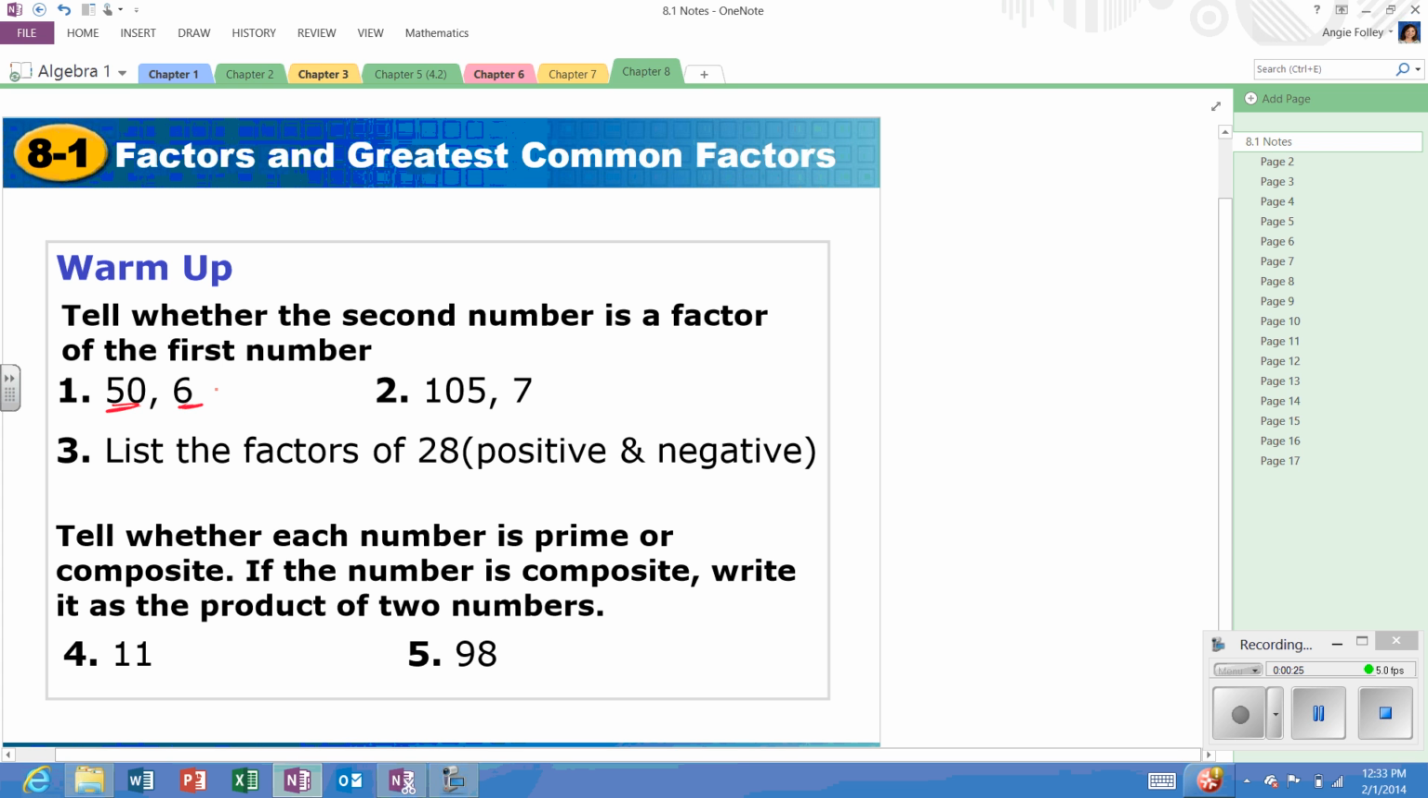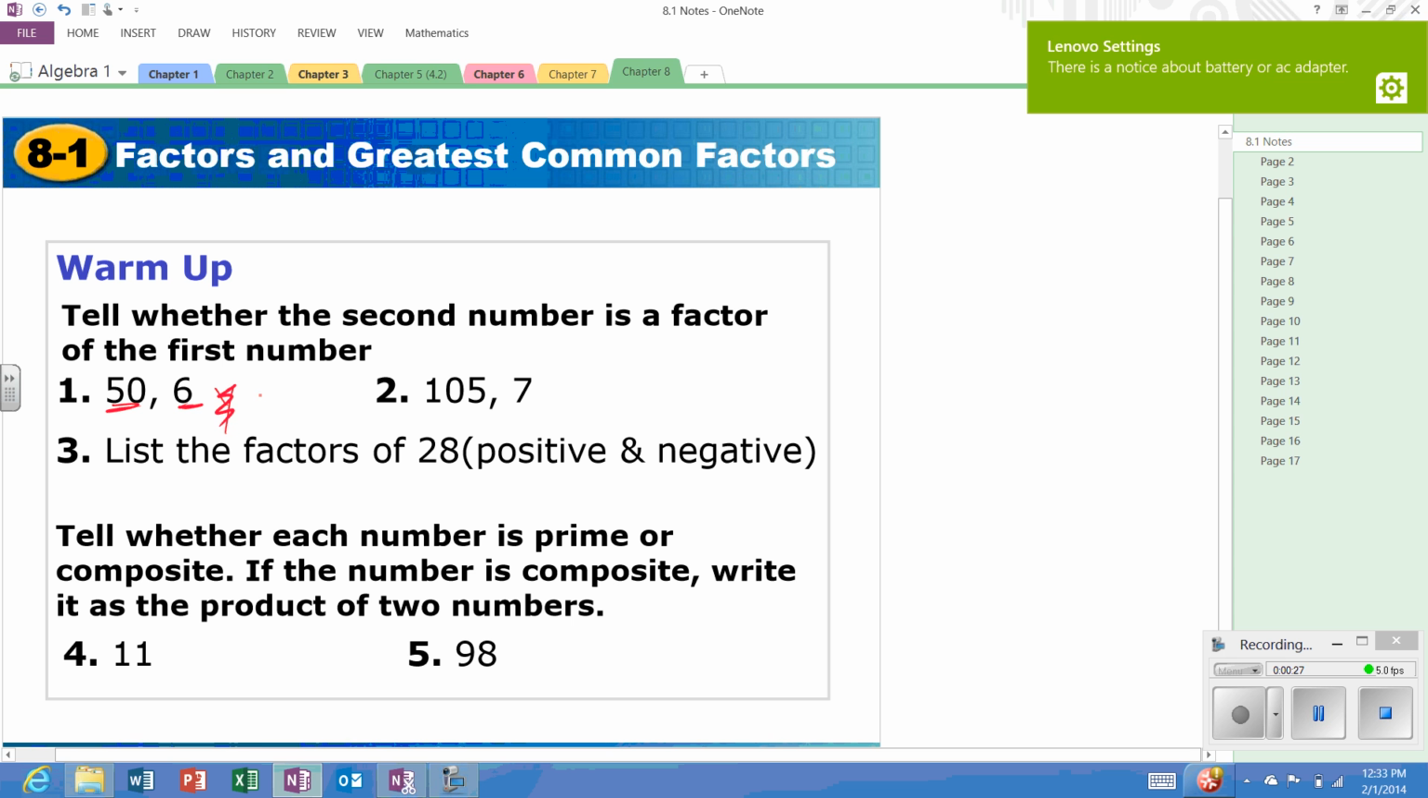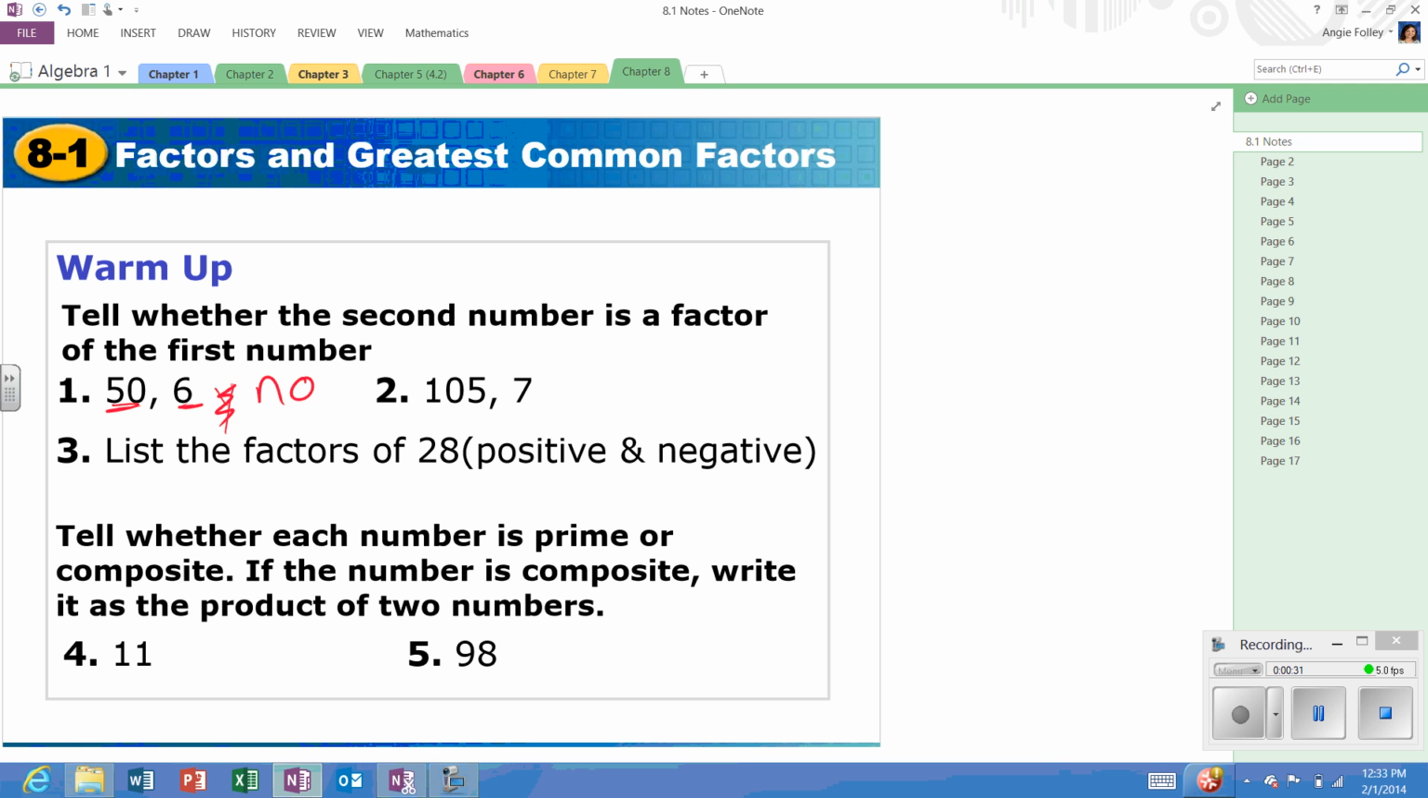6 does not evenly go into 50, so this is no. Okay. For our second one, does 7 go into 105 evenly? Let's check. 7 goes into 10 one time, the remainder of 35, and then it goes into that 5 times. So we have a remainder of 0, so therefore it does go in evenly. So yes, 7 is a factor of 105.